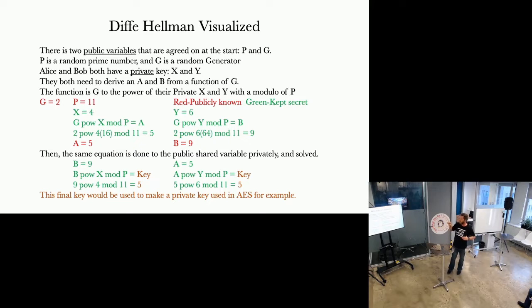Each of the people who want to communicate a message has to have a private variable. In this case, it's X and Y. One person has a 4, one person has a 6. Then you take G, which is 2, to the power of, in X's case, 4, which gives you 16. The modulo 11 of that equals 5.